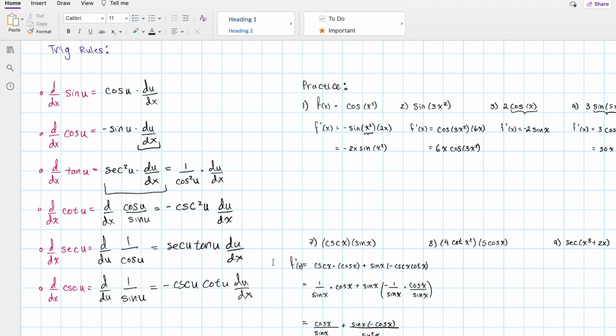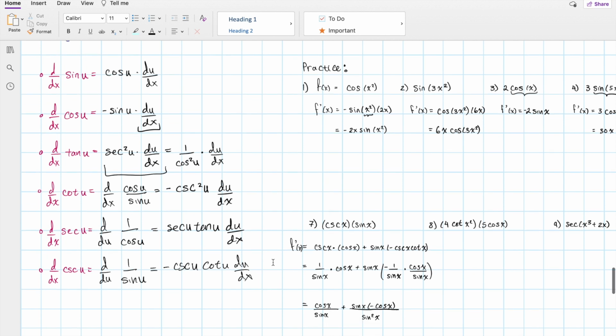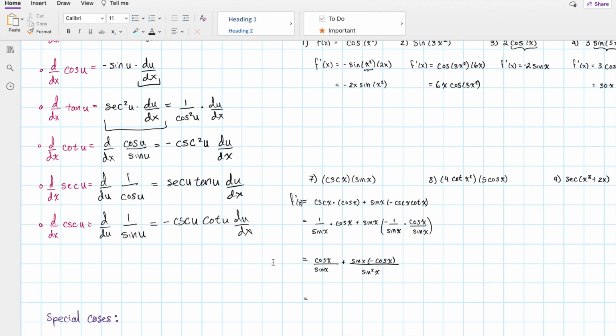So you should start noticing something now. Cosine of x over sine of x is just cotangent of x. And here we have a sine of x that cancels out. We're left with 1 at the bottom. So minus cosine of x over sine of x, which is again cotangent of x. So cotangent of x minus cotangent of x is equal to 0. This is some fun practice for us.